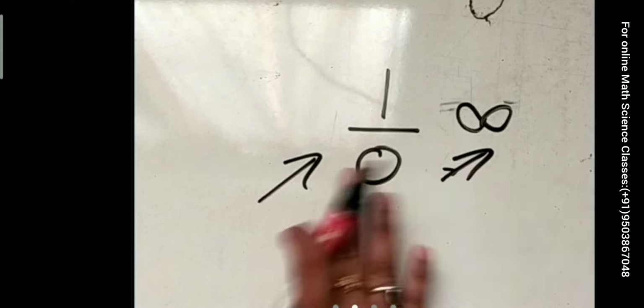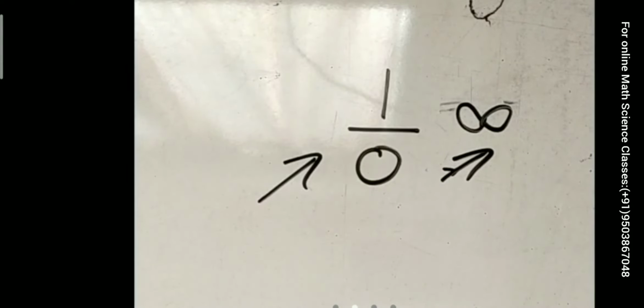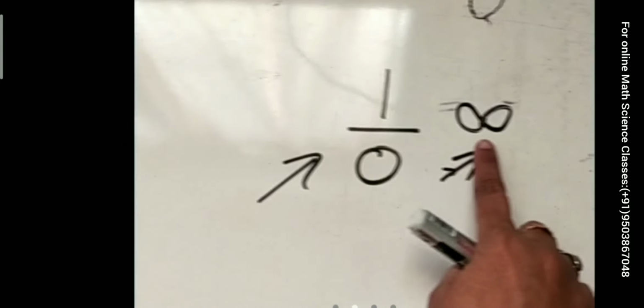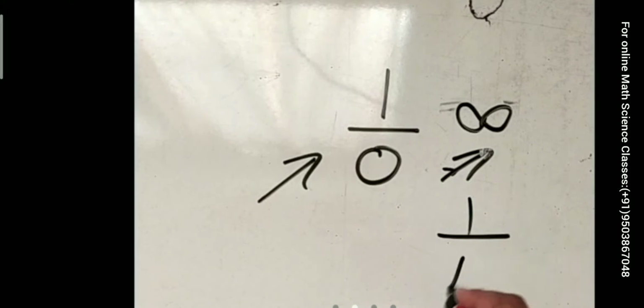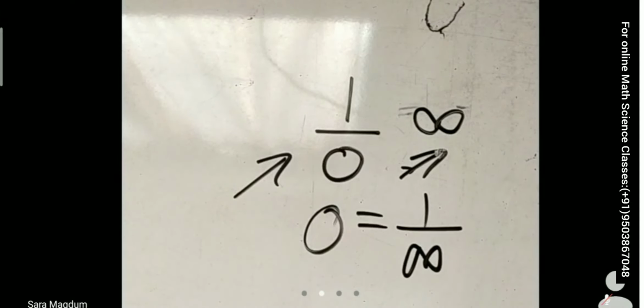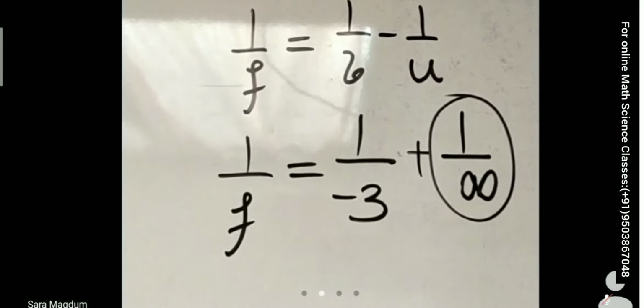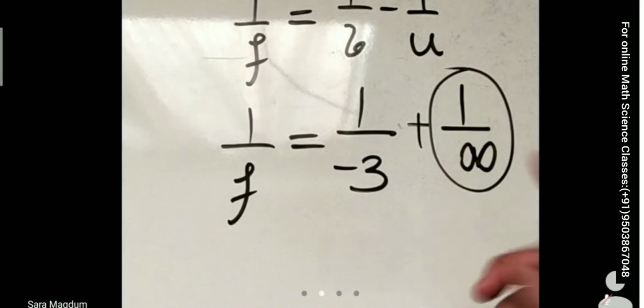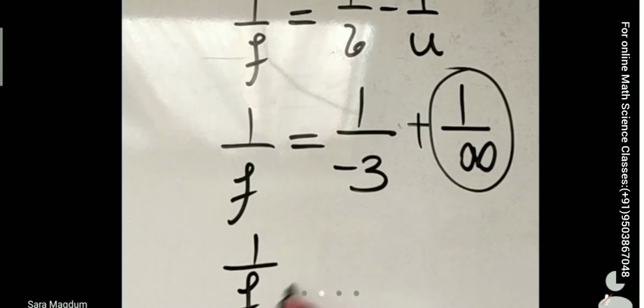Just consider reciprocals of both. Reciprocal of this is 1 upon infinity, and reciprocal of this is 0. Are you getting my point? So 1 upon infinity means how much? 0. 1 upon infinity means 0. Yes. So the same value of 1 upon infinity we are going to substitute here, as 1 upon infinity is 0. So 1 upon f is equal to 1 upon minus 3.